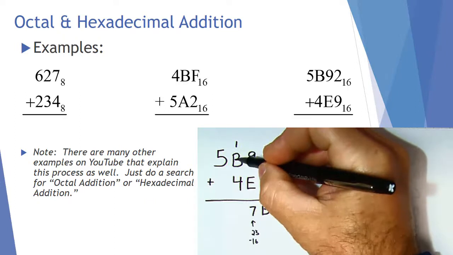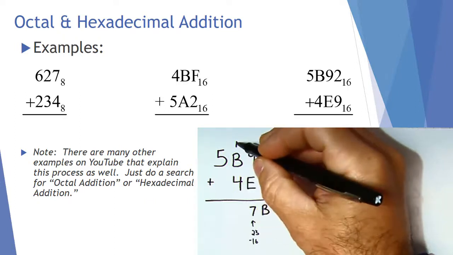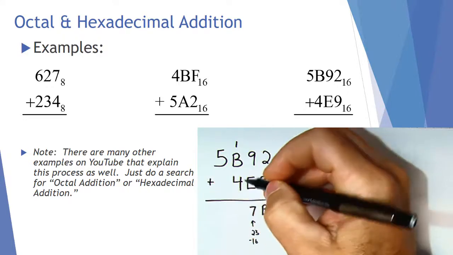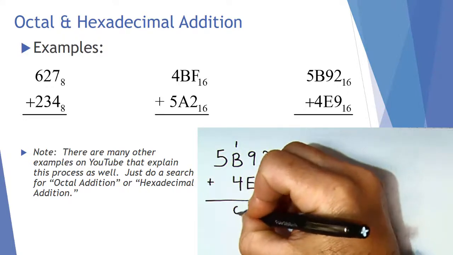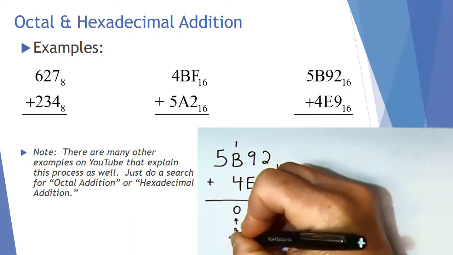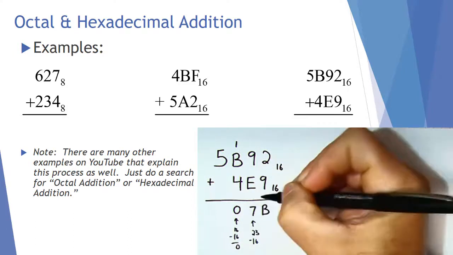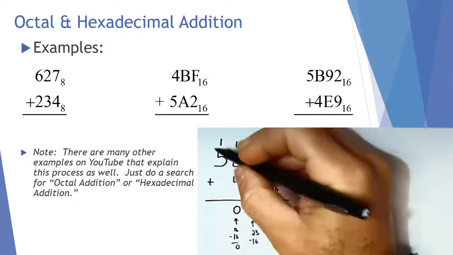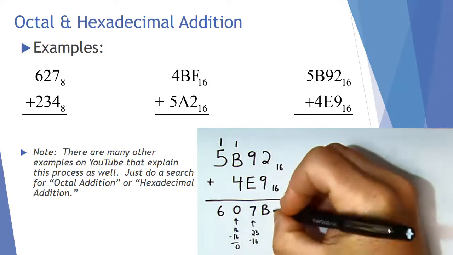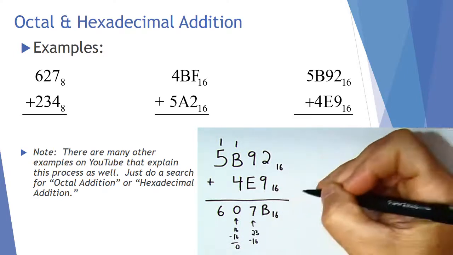Now we have 1 plus B plus 4. That's 1 plus 11 is 12, plus 4 is 16. So we don't have any leftovers, but that value of 16 we're going to carry over to the next column. That's what leaves us with 0. And 1 plus 5 is 6. And so our result here is 607B base 16.